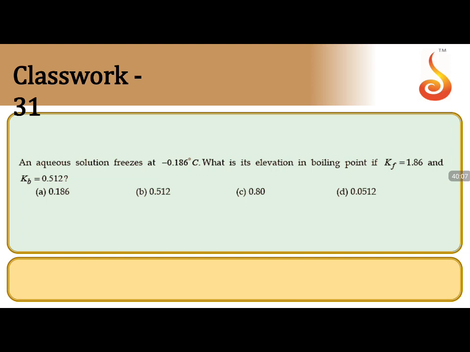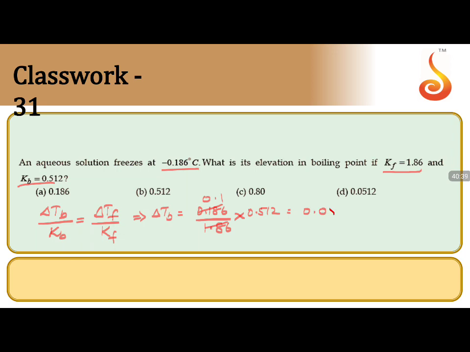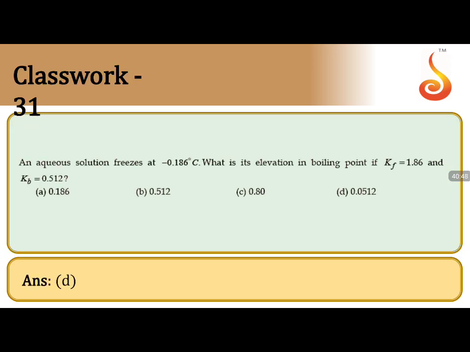Coming to 31, an aqueous solution freezes at this point, and we need the elevation in boiling point, if Kf is given and Kb is given. The formula is delta Tb by Kb is equal to delta Tf by Kf. Simple formula. So delta Tb is equal to delta Tf, given as 0.186, by Kf, given as 1.86, into Kb, which is 0.512. So this will be 0.1 times, and the answer comes to 0.0512 approximately. The answer is option D.